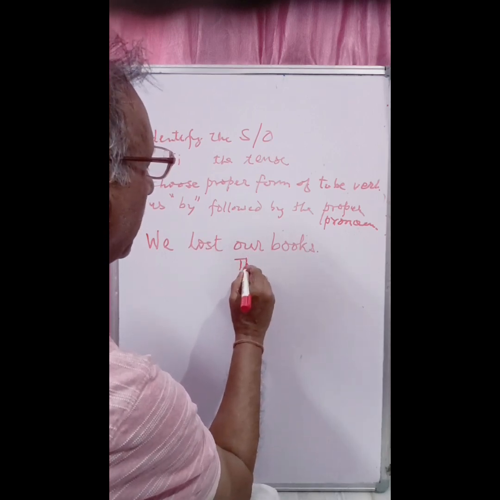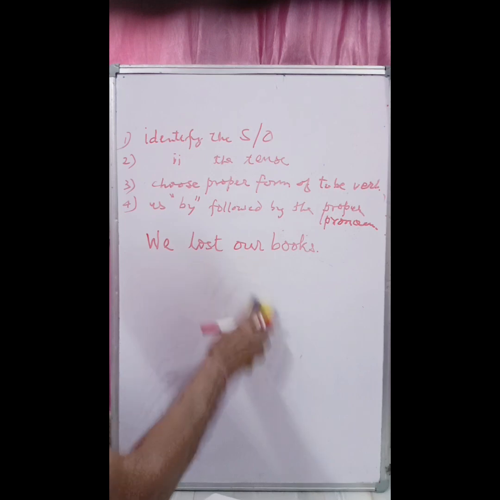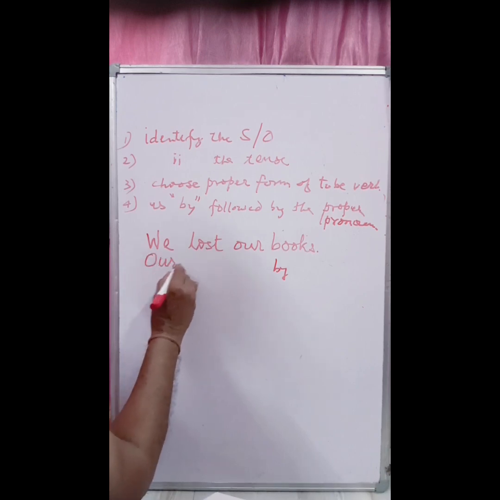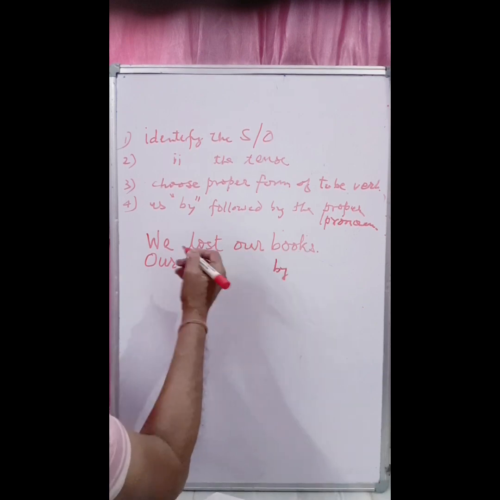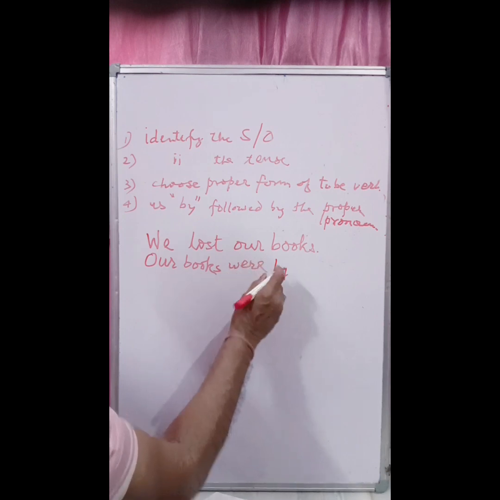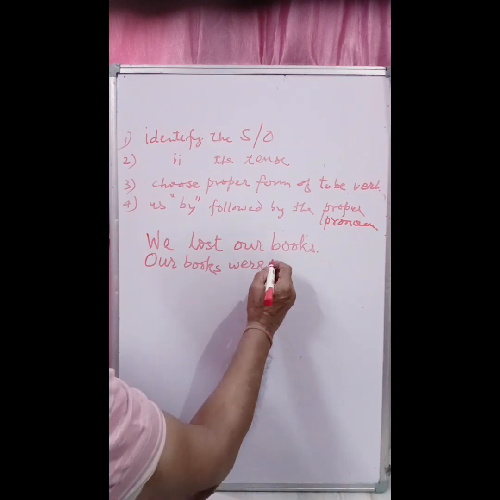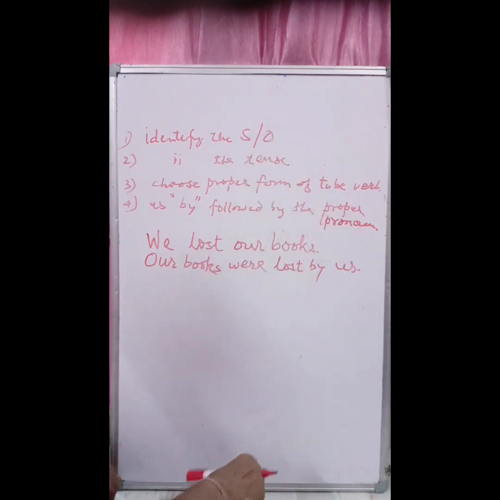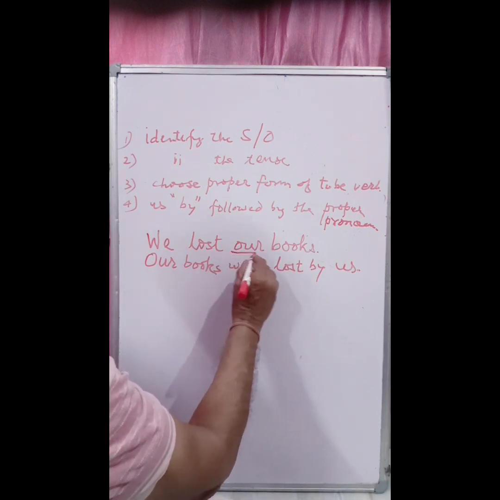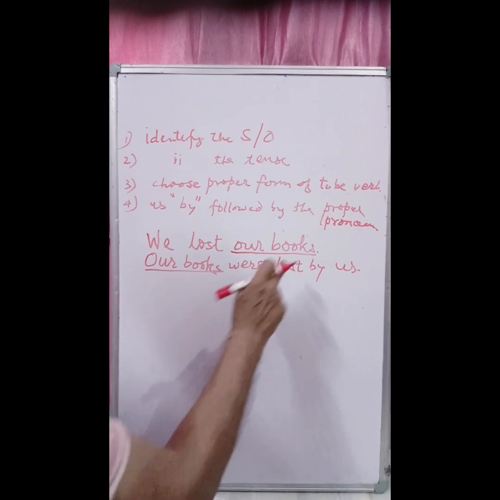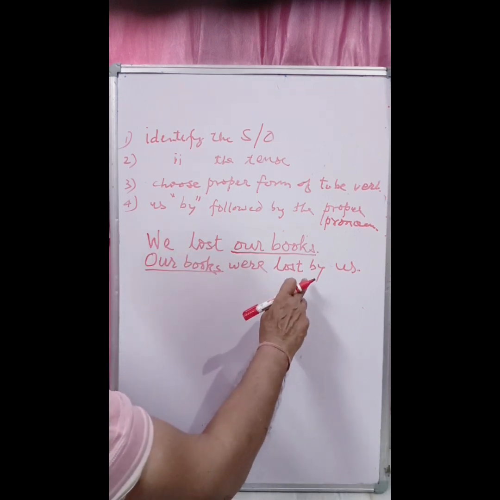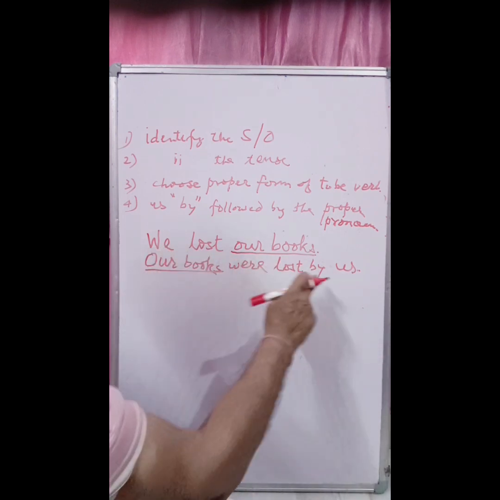Our books were lost by us. Books is plural, so the verb to be is were, because the past tense is there. And then for we, it becomes us. We lost our books, our books were lost by us.